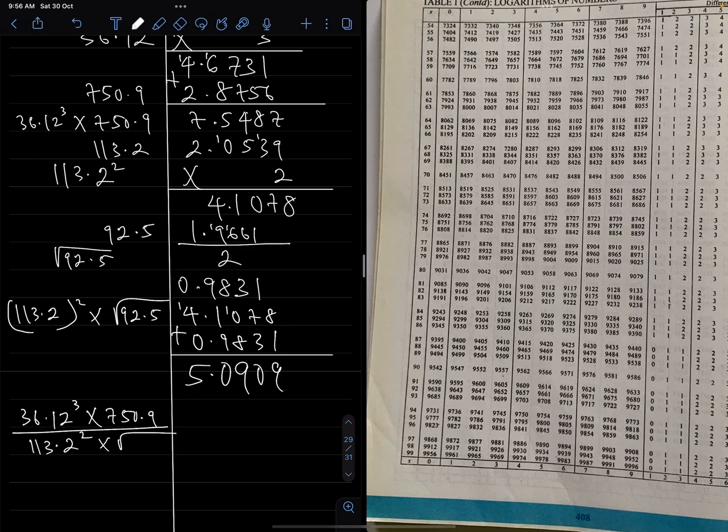113.2 squared times square root of 92.5. Exactly. What did we get for this one? 7.5482 plus what? What did you get for the denominator? 5.0909. Are we supposed to add or subtract? We are supposed to subtract because it's division.